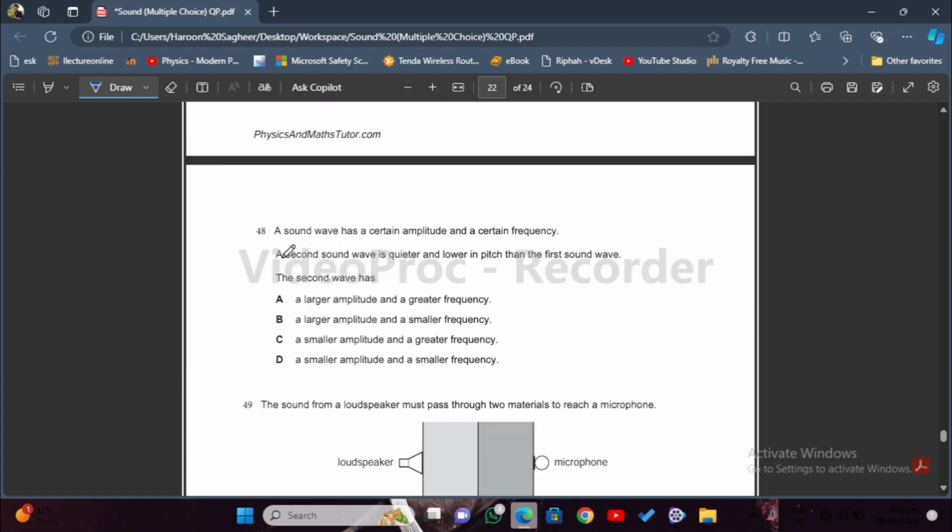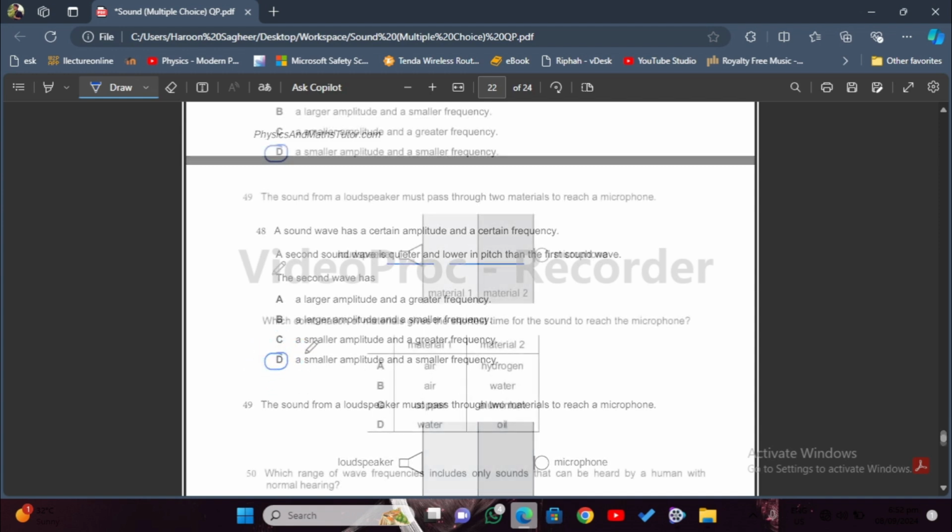Let's go to question number 48. A sound wave has a certain amplitude and certain frequency. A second wave is quieter and lower in pitch. I believe we have done this one already. So the second wave has a smaller amplitude and smaller frequency.